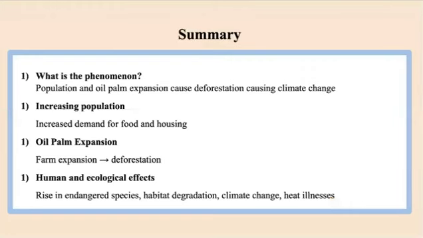So to sum up, the phenomenon is that there's an increase in deforestation, which causes an increase in climate change. And the leading causes are that the population is increasing and oil palm plantations are increasing as well. Taking everything into account, some of the changes that are happening include changes in biodiversity, soil erosion, climate change, and loss of habitat, which all have some type of impact on plants, animals, and the earth itself.